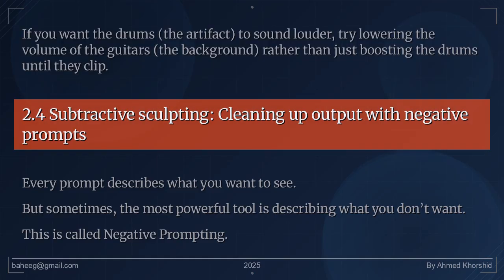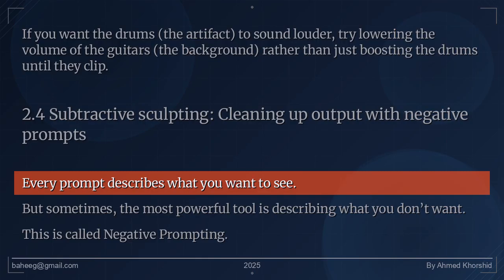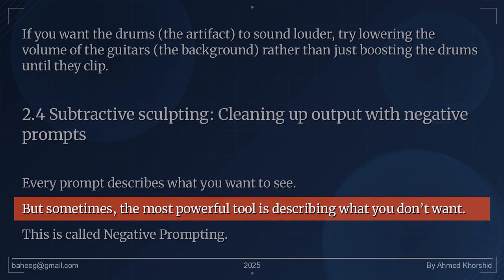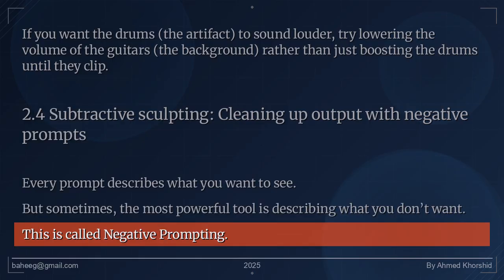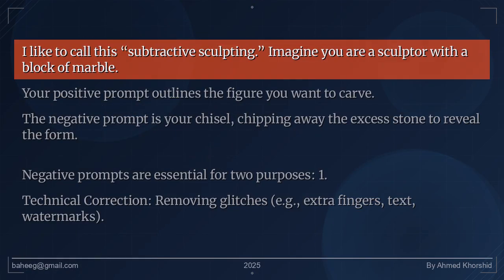2.4 Subtractive sculpting: cleaning up output with negative prompts. Every prompt describes what you want to see. But sometimes, the most powerful tool is describing what you don't want. This is called negative prompting. I like to call this subtractive sculpting.